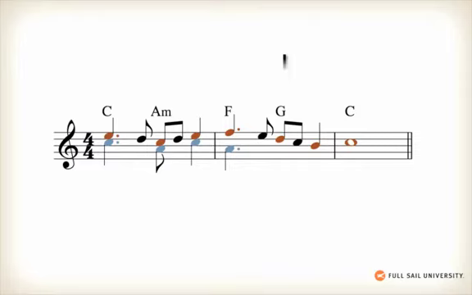The next target note, a D, is the fifth of the G major chord, and so we'll harmonize it using a third below. The following target note, a B, is the third of the G major chord, and so again, we'll harmonize it using a third below.